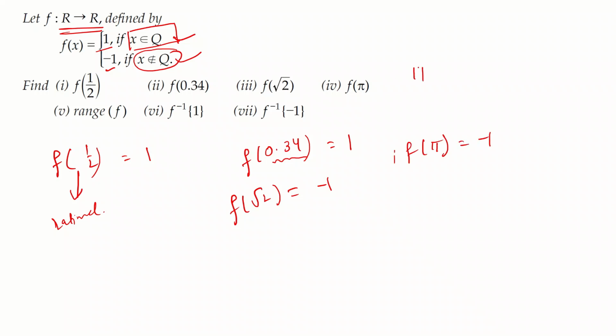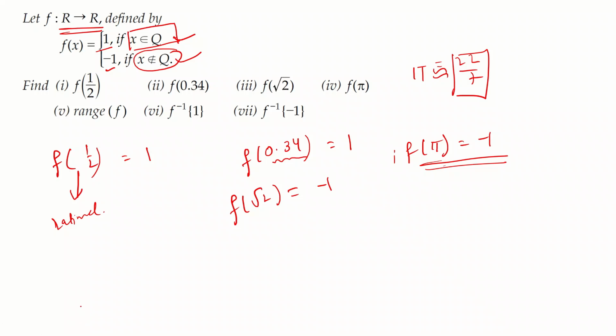Don't think that pi is equal to 22 by 7. This is just an approximation to pi. This is not the actual value of pi. The actual value of pi is something like 3.14 something. So pi is actually an irrational number, and therefore the output of this function should be minus 1.